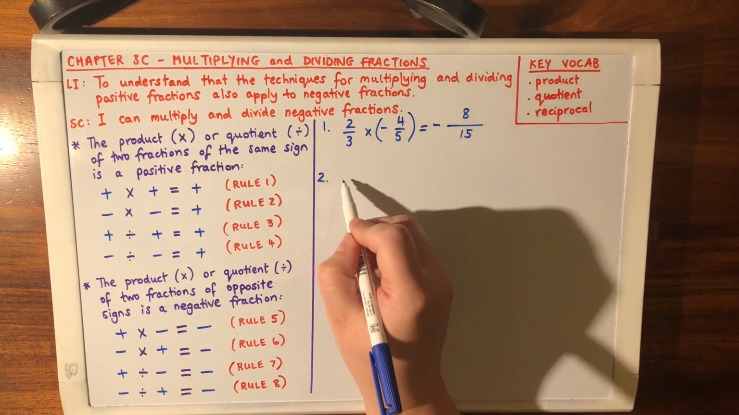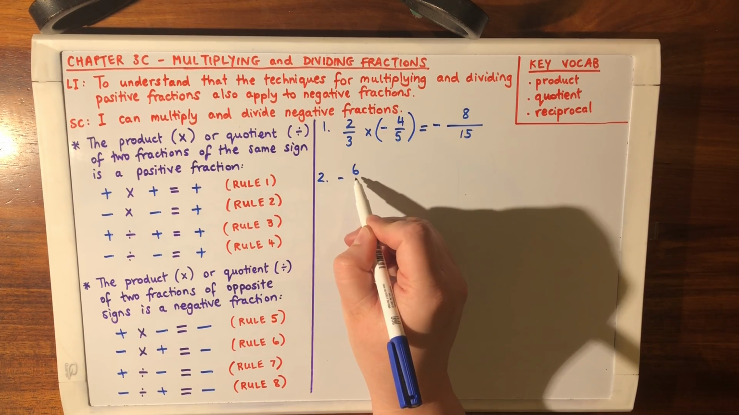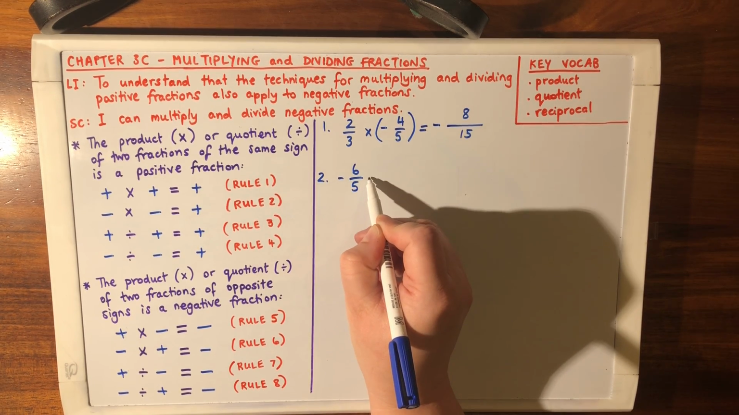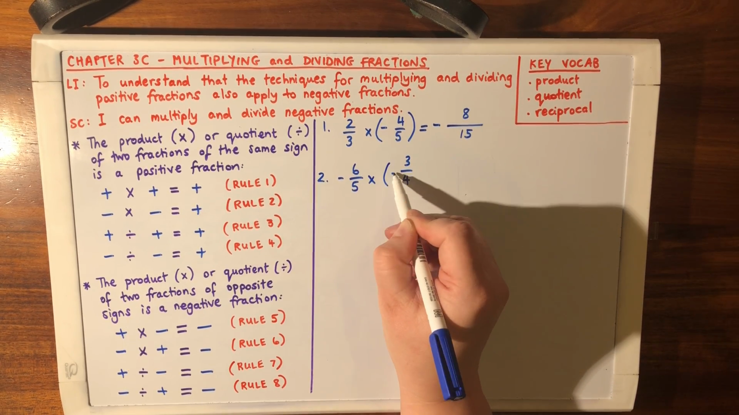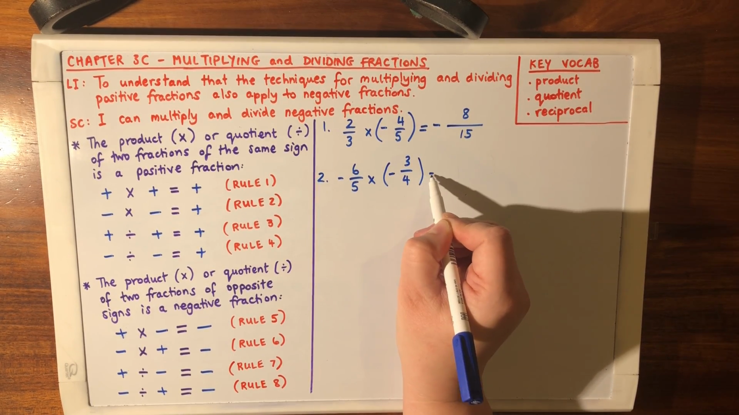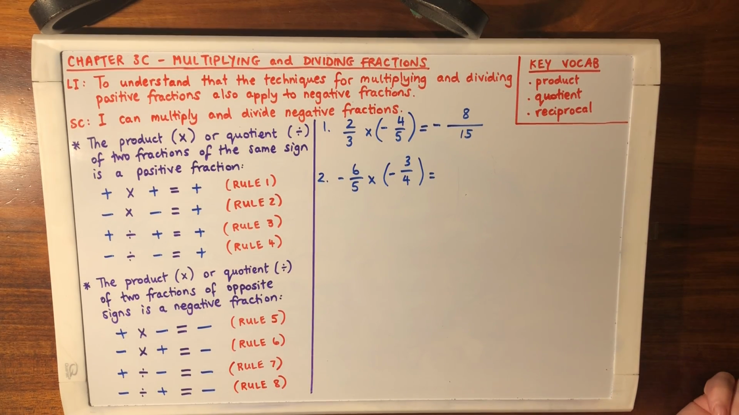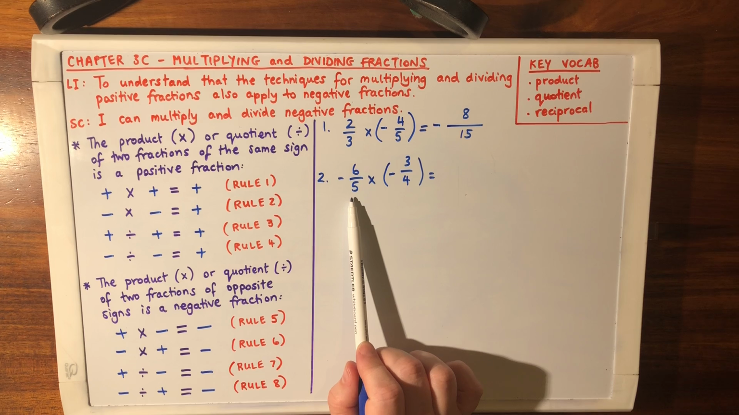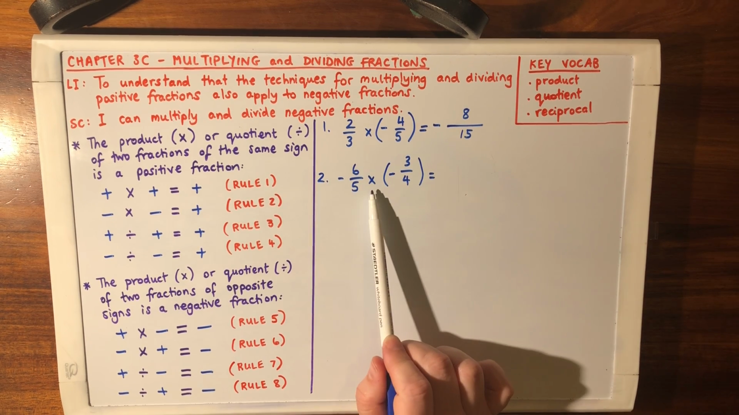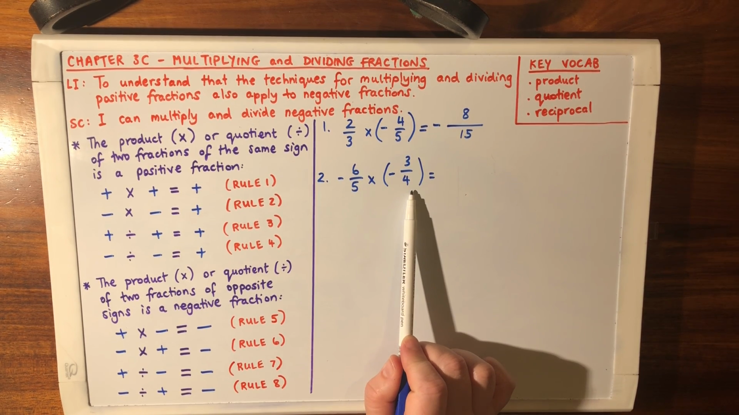Let's look at our second example. Negative 6/5 multiplied by negative 3/4. Which rule are we going to apply this time? I have obviously a negative fraction to begin with, multiplied by another negative fraction. So let's look at which rule we're going to apply.